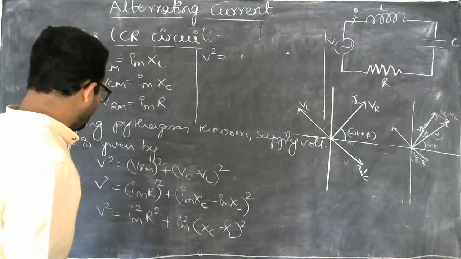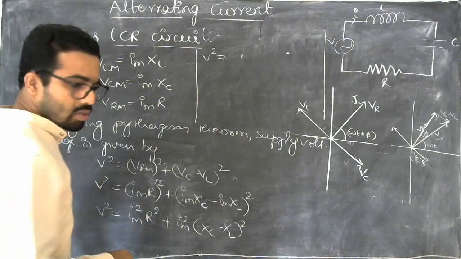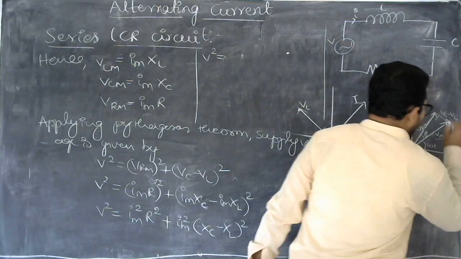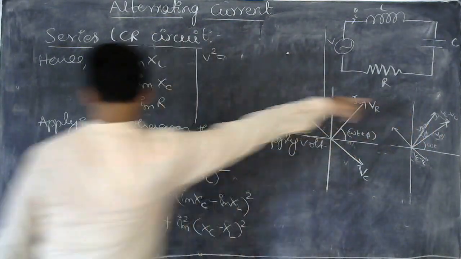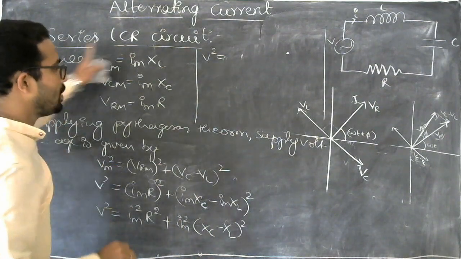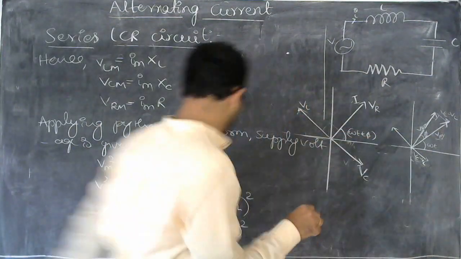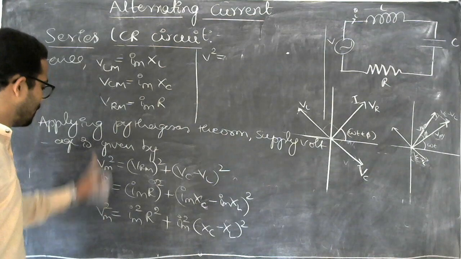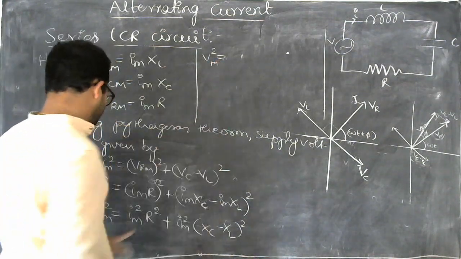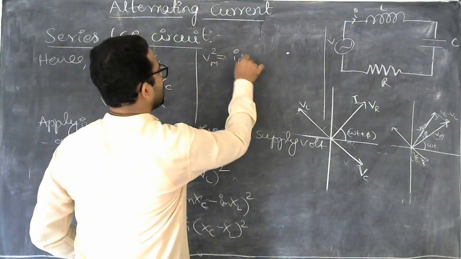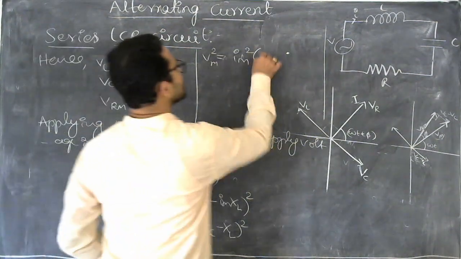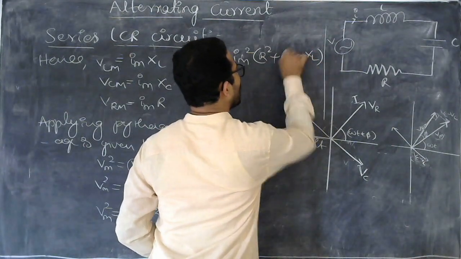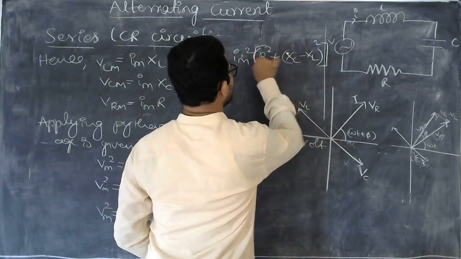So V square is equal to... we have to write the peak value, right? That is the peak value of the supply voltage. Sorry, I should have written peak values. We are writing the peak values, the magnitude of these values, that is Vm. So Vm square, then take Im square as a common factor. Remaining is R square plus (Xc minus XL) whole square. So this is what we got.